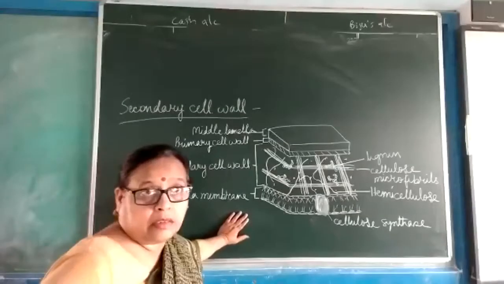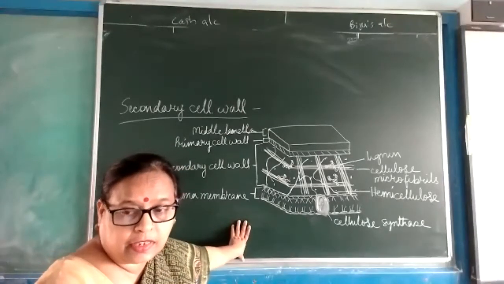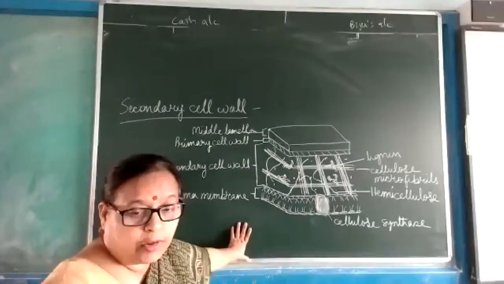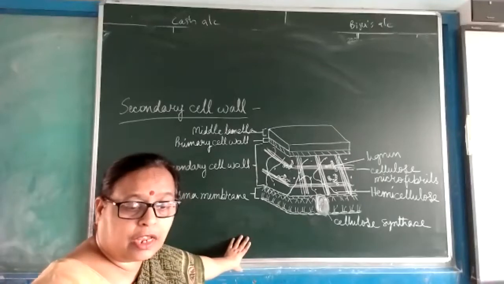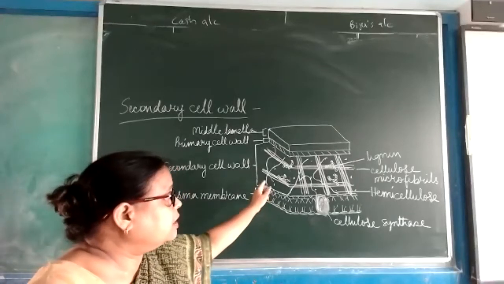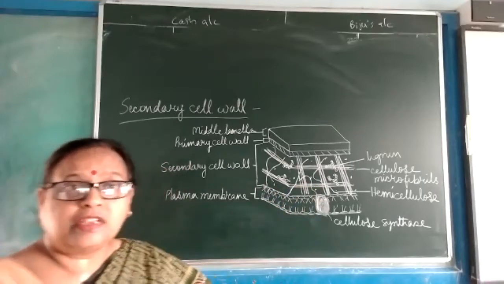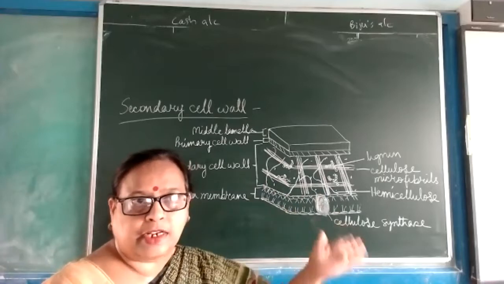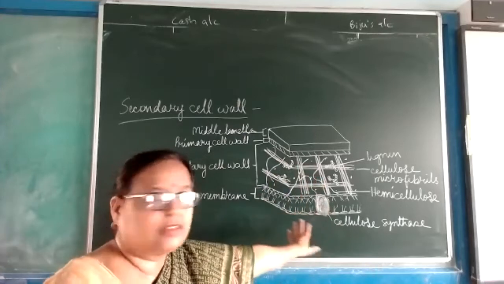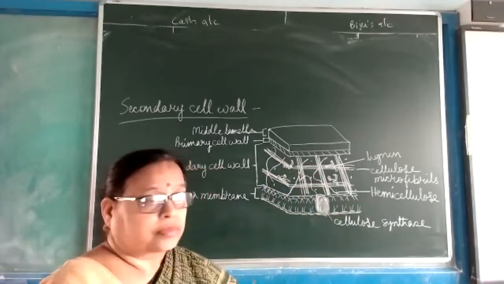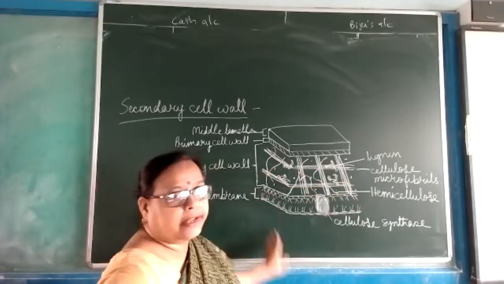So shall we see what is there in this? What is the difference between the primary cell wall and the secondary cell wall? In the primary cell wall, there is no deposition of lignin, suberin, etc. Then the laying down of the cellulose microfibrils: in the primary cell wall, we have seen they are obliquely laid down, but here they are parallel to the longitudinal axis of the cell wall. So they will be laid down parallel, parallel like this.